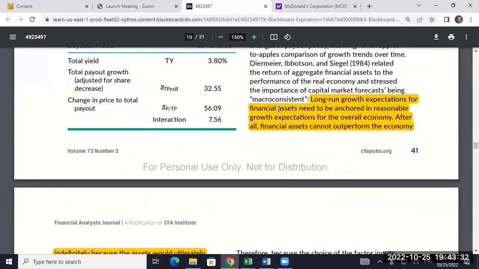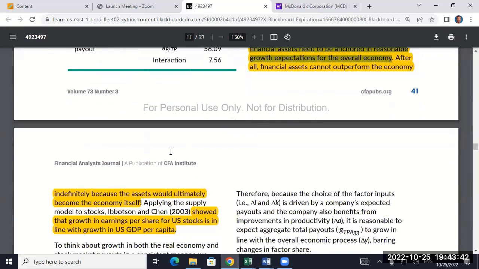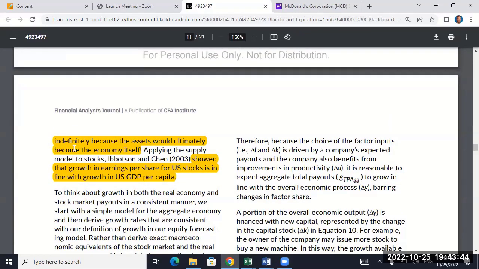Long-term growth expectations for financial assets need to be anchored in a reasonable growth expectation for the overall economy. Have you heard that before? Isn't that what we said last class? After all, financial assets cannot outperform the economy indefinitely because the assets will ultimately become the economy itself. I think I said almost that exact thing. So that growth in earnings per share in U.S. stocks is in line.